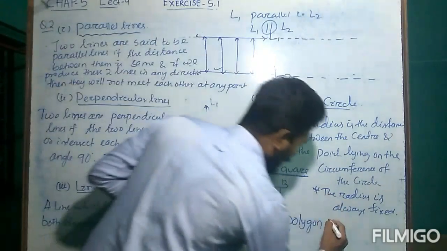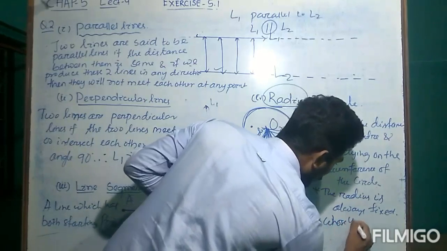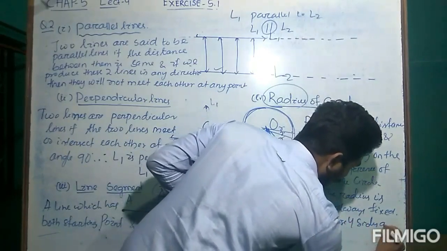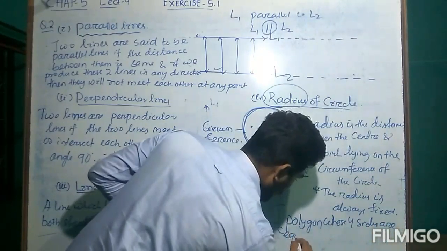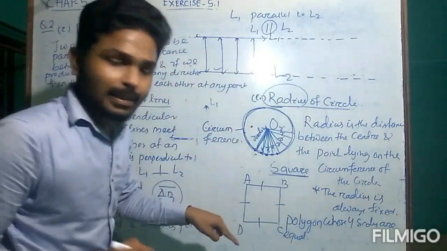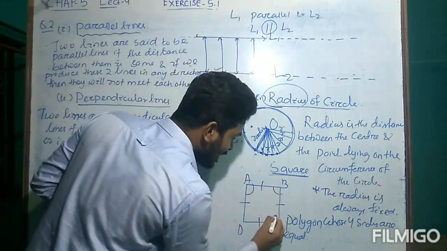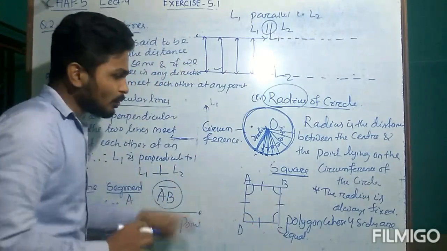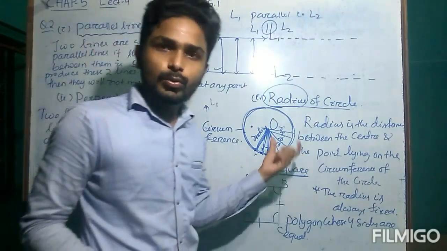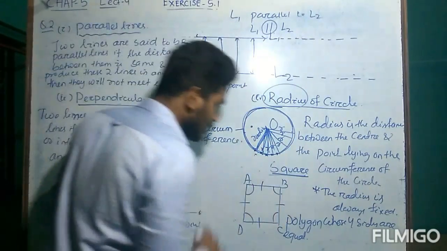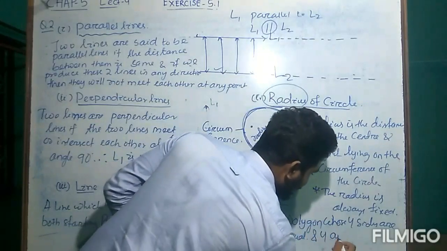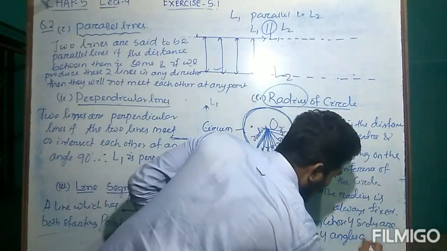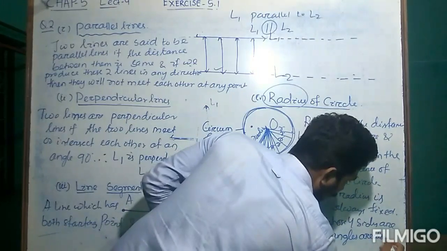So a polygon whose 4 sides are equal. Not only its 4 sides, but also all the 4 angles are equal. So a square is a polygon whose 4 sides as well as 4 angles are equal.